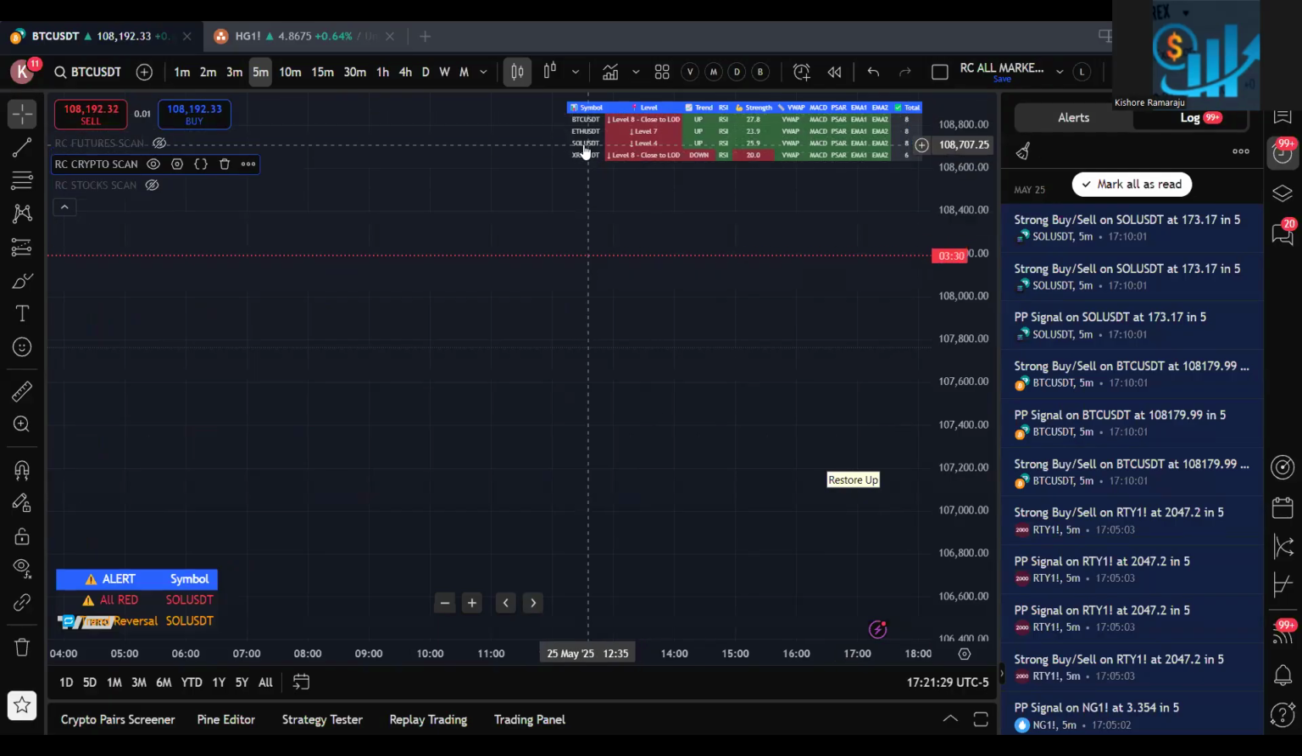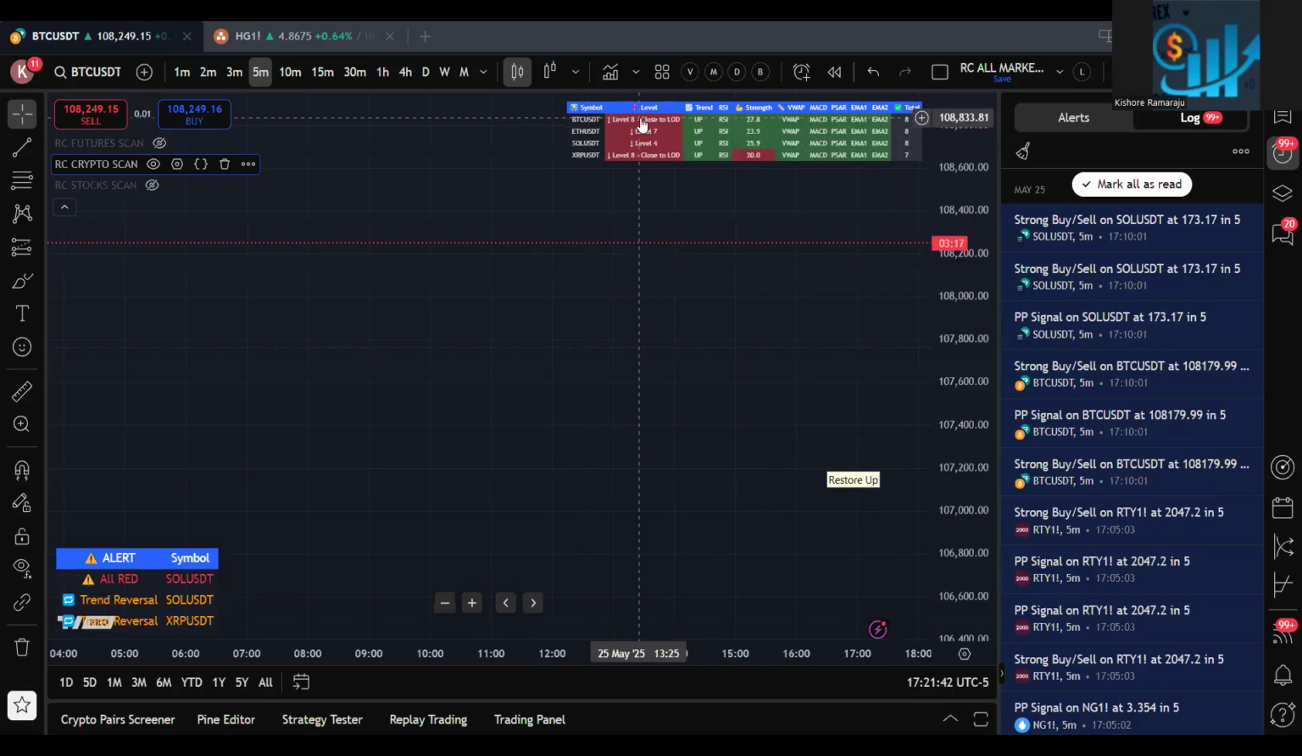If Sol gives a buy, everything is good: your trend is uptrend, RSI is green, strength is good, VWAP is good, MACD is good. You'll only look for the buy opportunities on Sol, Ethereum, and also Bitcoin.